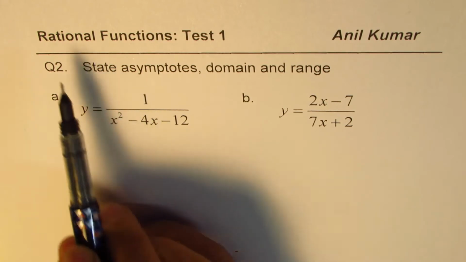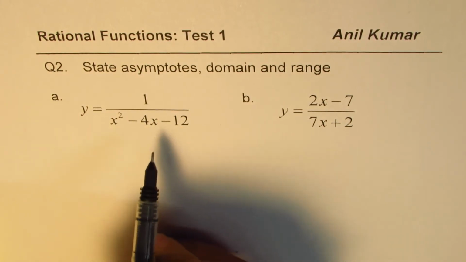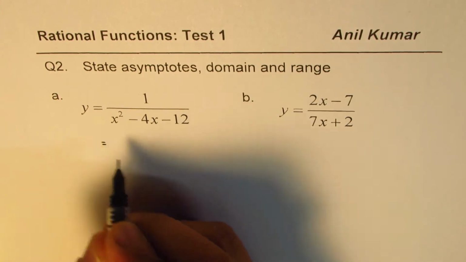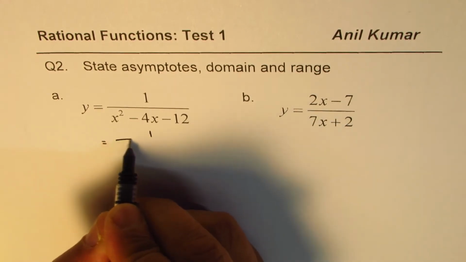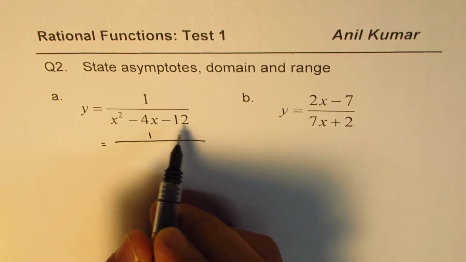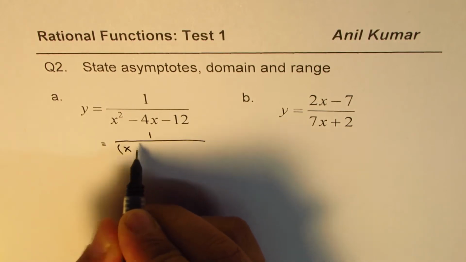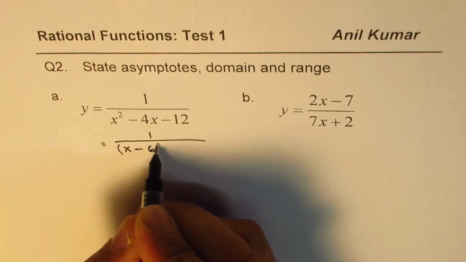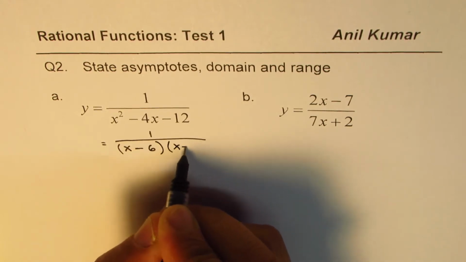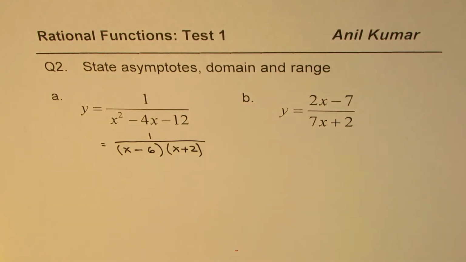Whenever you're trying to analyze rational functions, the first step should be to factor the denominator at least, right? So here we have 1 in the numerator, and the denominator is x squared minus 4x minus 12. We are looking for product of minus 12, sum of minus 4. So it could be factored as x minus 6 times x plus 2, right? So that becomes the factored form.